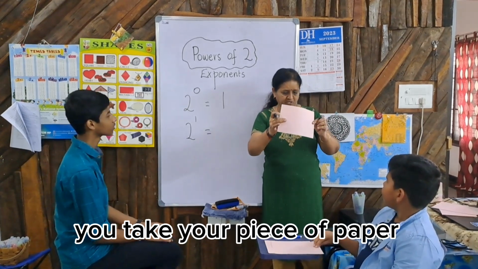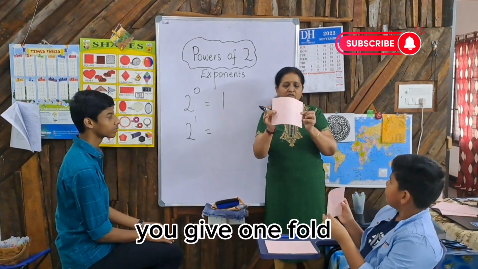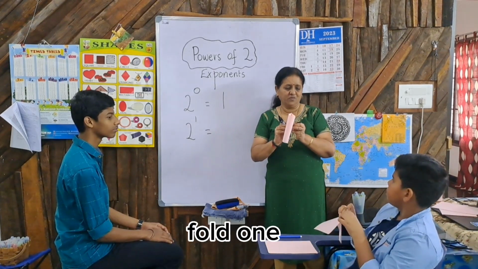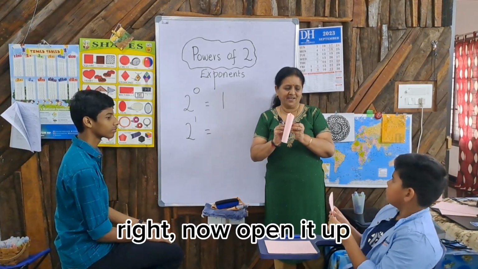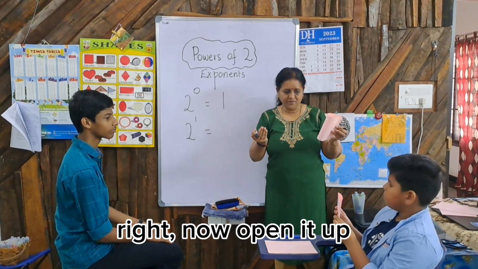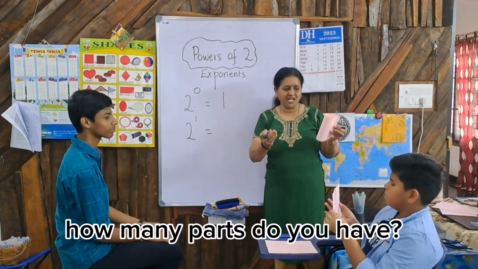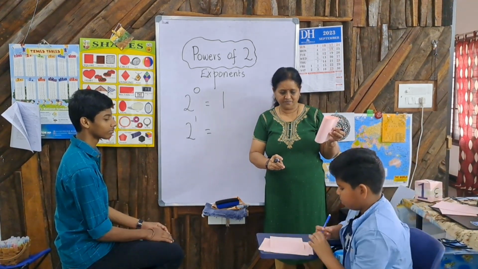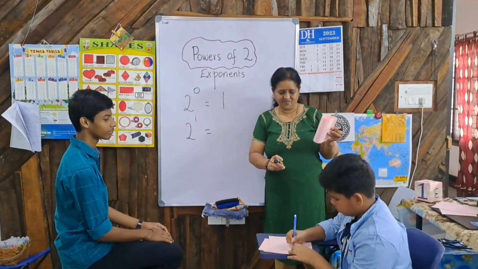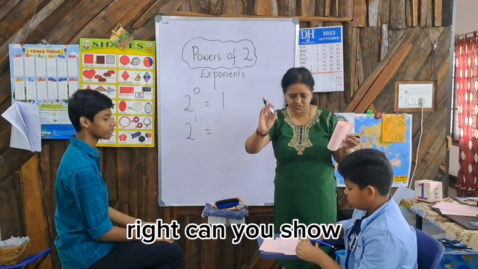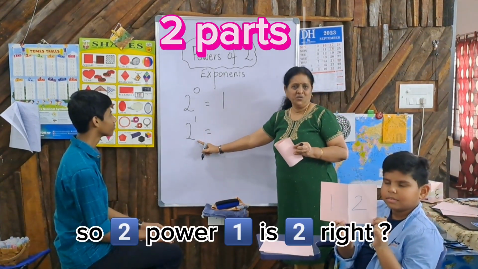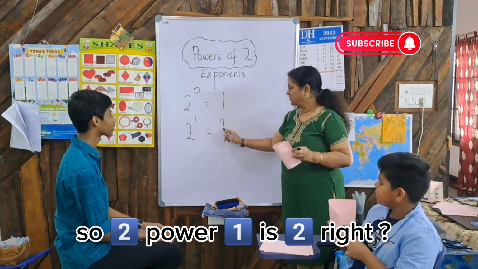Samrit, you take your piece of paper, you give one fold. Right, fold 1. Now, open it up. How many parts do you have? 2. Can you label them with your sketch pen? Right, can you show? So, I have 2 parts. So, 2 power 1 is 2.